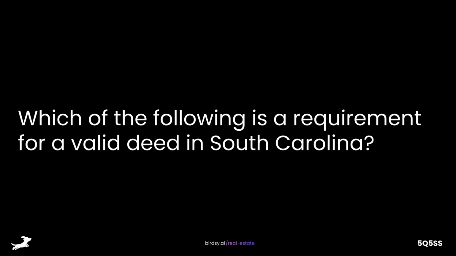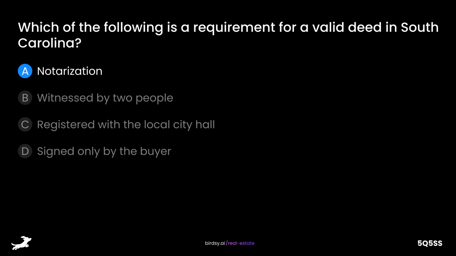Which of the following is a requirement for a valid deed in South Carolina? Is it A, notarization, B, witnessed by two people, C, registered with the local city hall, or D, signed only by the buyer? The answer is A, notarization.